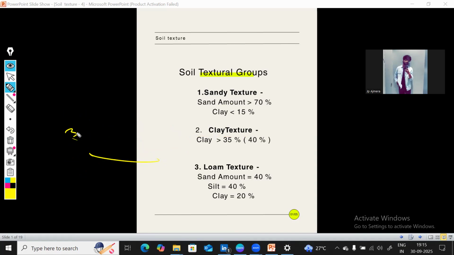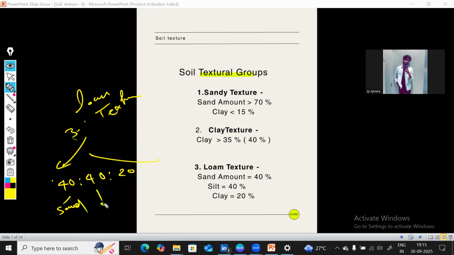Number three is loam texture. What is loam texture about? There is a simple ratio. If the soil has 40, 40, 20, it is considered loam. Simple as that. 40 is sand, 40 is silt, and 20 is clay. If this is the percentage of these particles in a particular soil, that will be considered a loam texture.